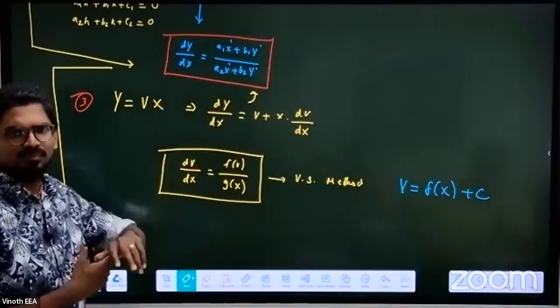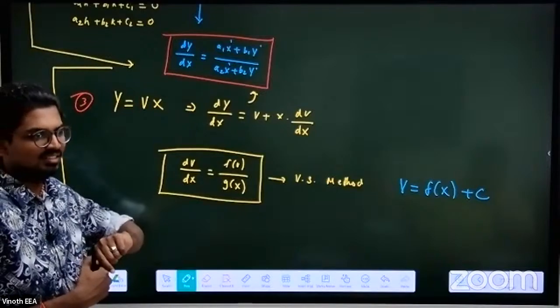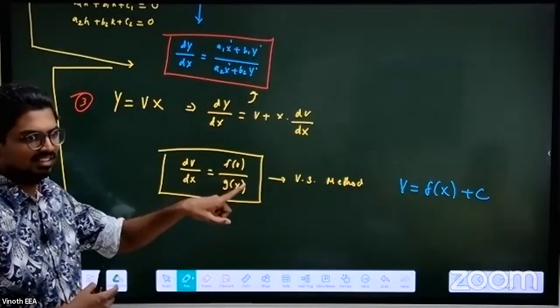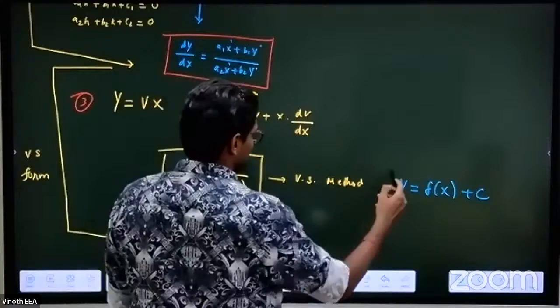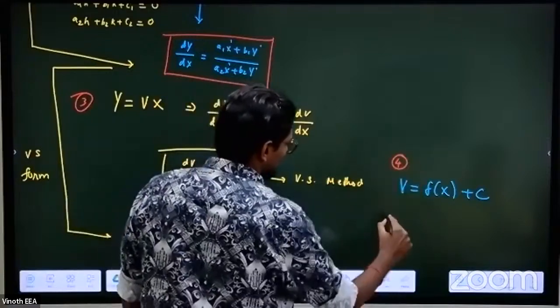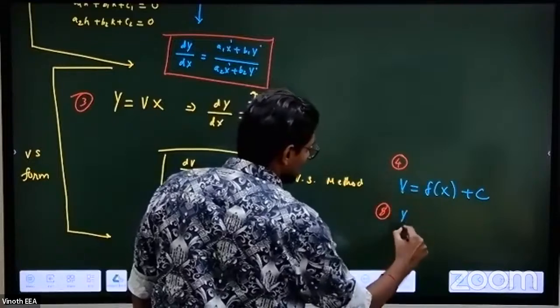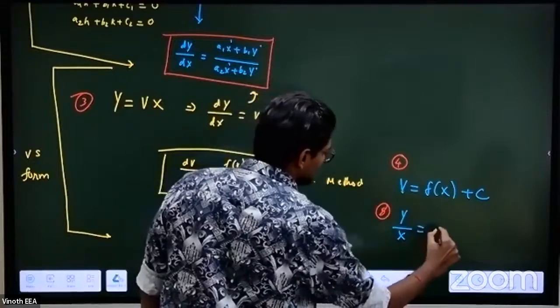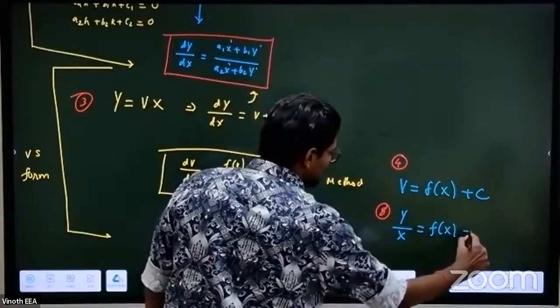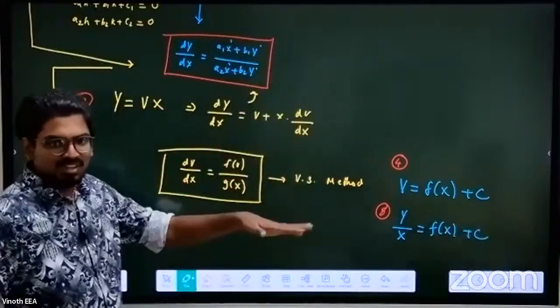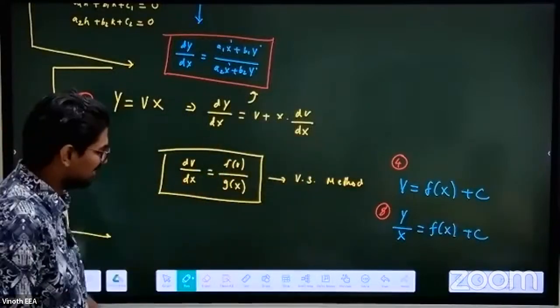What is the next step? Wherever capital V is there, and this is the fourth step. The fifth step is wherever capital V is there, replace it with capital Y by capital X. Okay, because still it is not over. Capital Y by capital X. What is the next step?